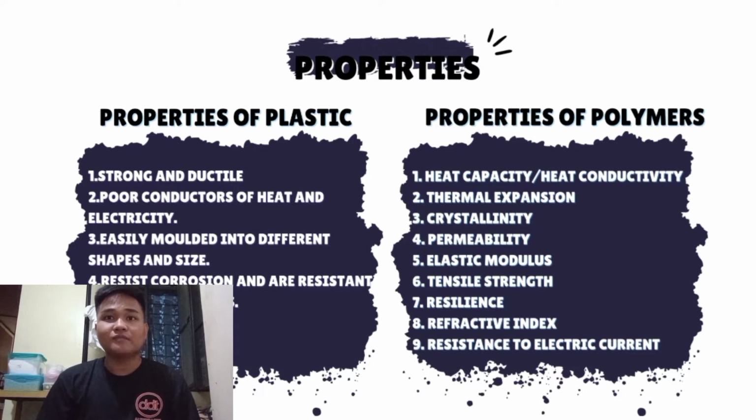Refractive index is the extent to which the light bends as it passes through the polymer, measured as its refractive index. Polymers are used for this property in spectroscopy. Resistance to electric current means that most of the polymers are bad conductors of electricity. Nowadays, conductive polymers are used in semiconductor devices.